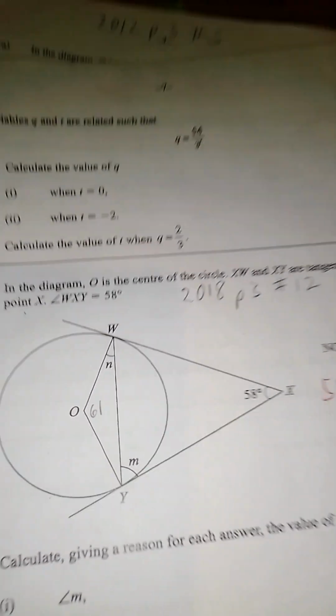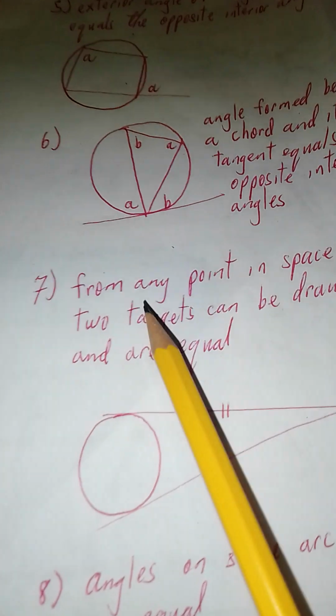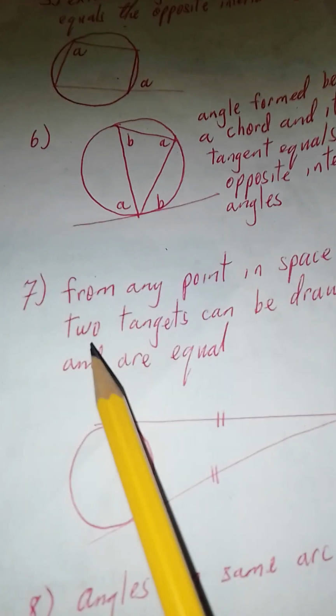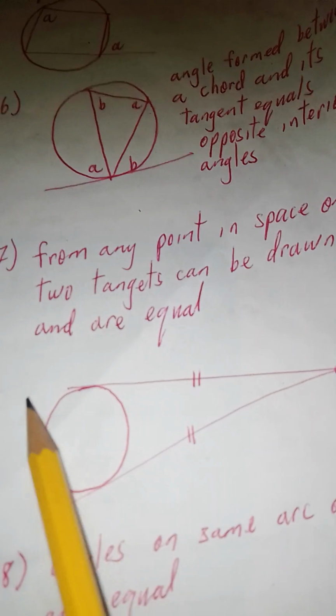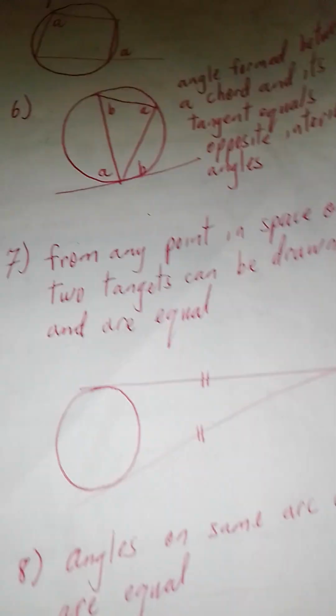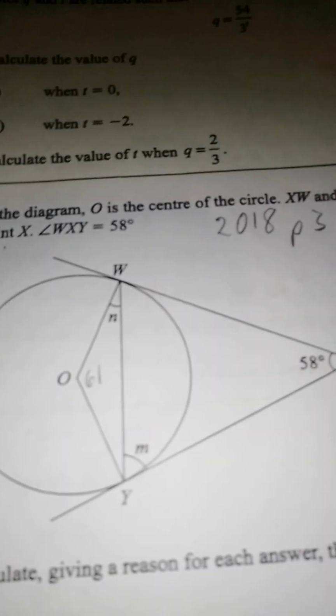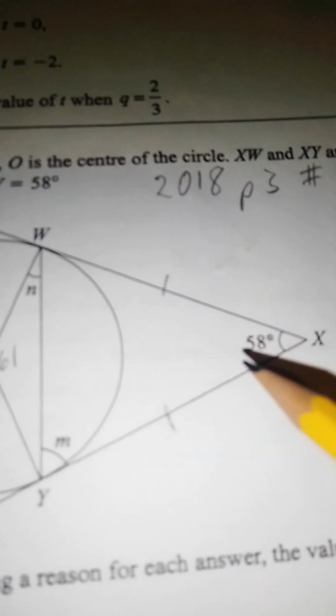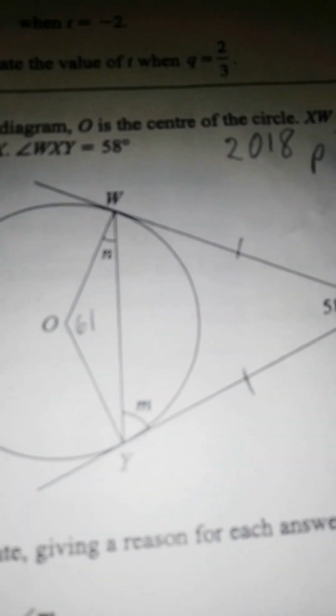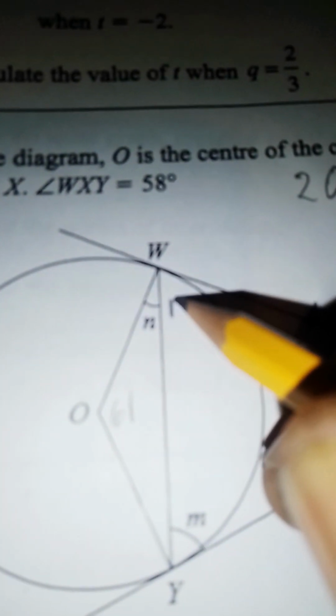So we're going to use theorem number 7. It states that from any point in space, only two tangents can be drawn and are equal. So if I draw a tangent here and a tangent here, that means that they're equal in length. What does that mean? This is an isosceles triangle. Therefore, these two angles must be the same. If this is M, this must also be M.